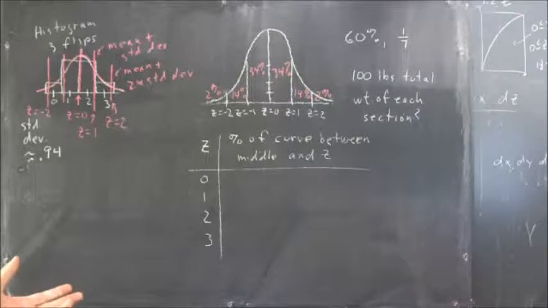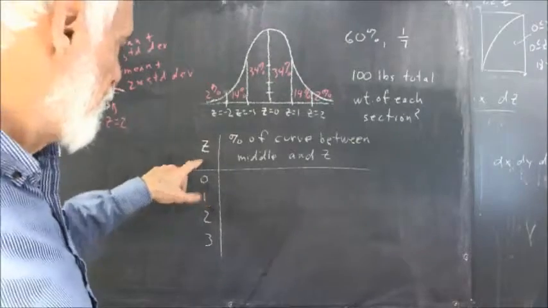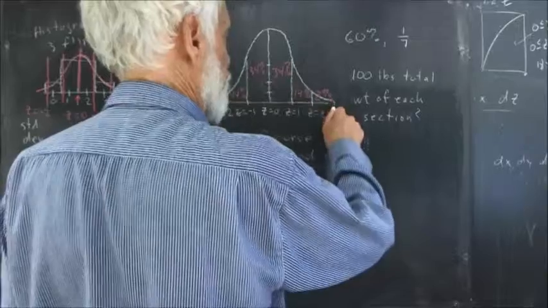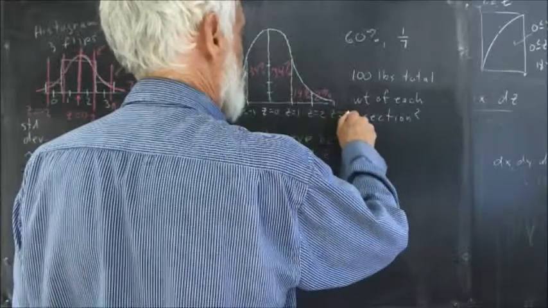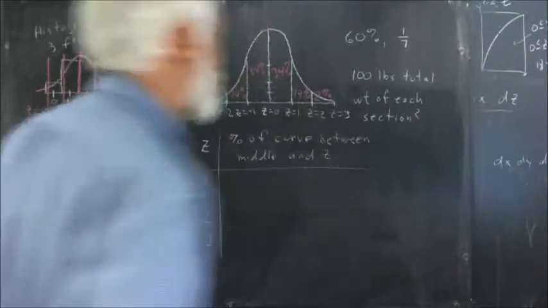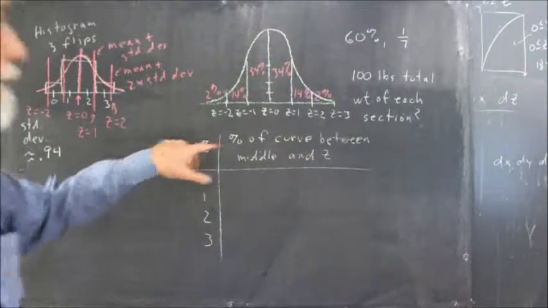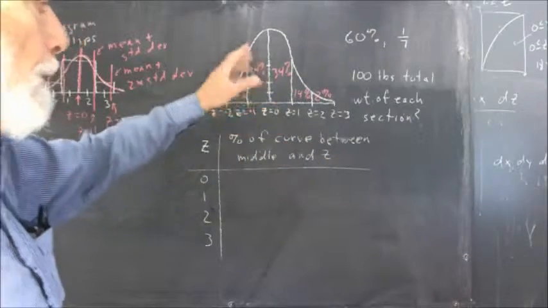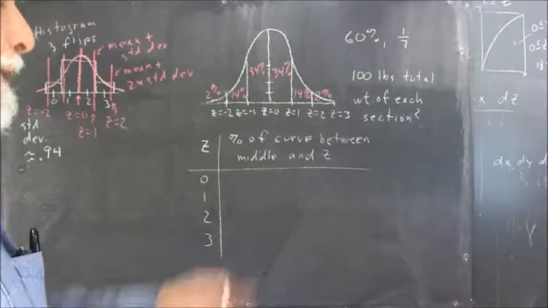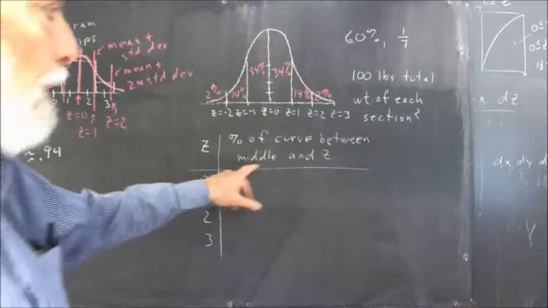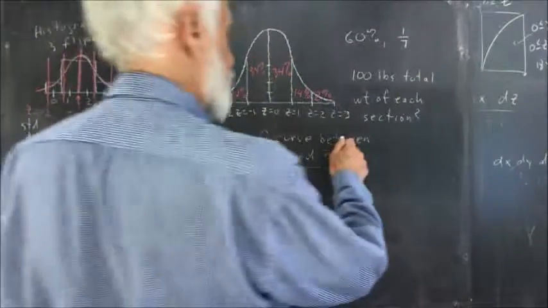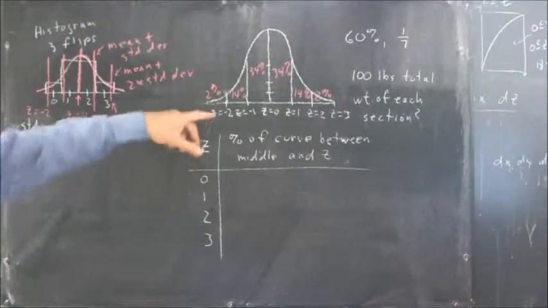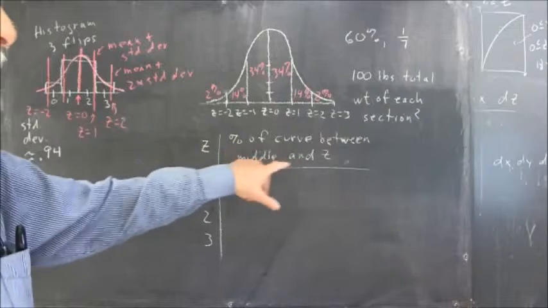Now we want to make some estimates. We've got a value of Z, 0, 1, 2, or 3. So we're going to have Z equals 3 out here. You can extend the curve a little bit. We're asking for each value of Z, what's the percent of the curve, or the percent of the area, or percent of the weight that lies between the middle and that value of Z. I don't know what I did to obliterate my W there, but I did something. Okay, so what's the percent of the curve between the middle and Z?